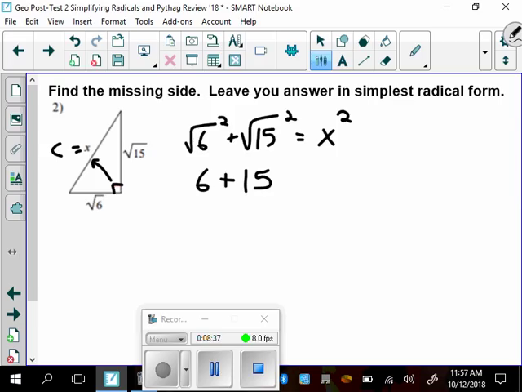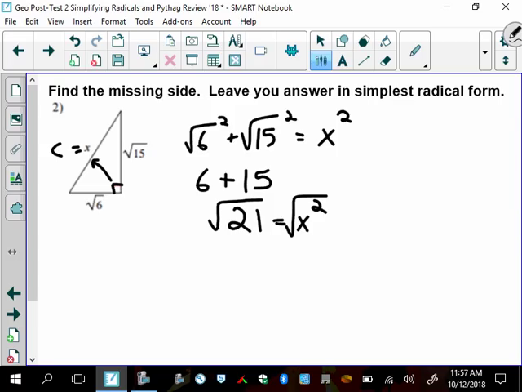So we've done that with 6 plus 15. Instead of being 21 equals x squared. To get rid of the squared, I would square root both sides. And then again, I start thinking about, are there any perfect squares that go into 21? The only 2 numbers that go into 21 are 3 and 7. Our whole goal is to try and find a perfect square or 2 factors that match. And since that doesn't happen, we end up with the square root of 21.